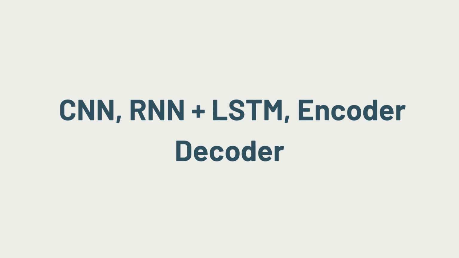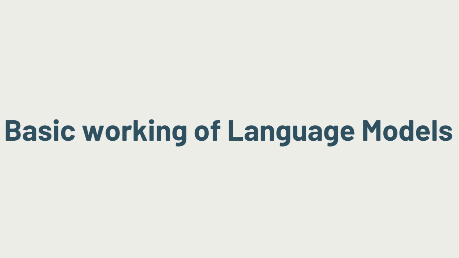So once we have learned the basic neural network architectures, we can move on to learning the basic working of language models. Here we learn what a language model is, how it is built, and how exactly it works. Once you've understood these architectures, we need to learn this in order to move forward.